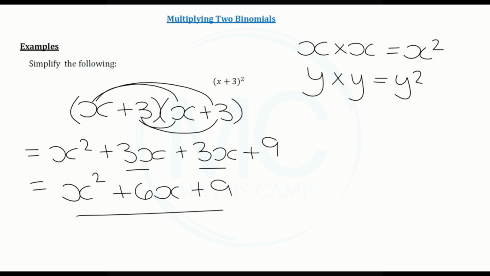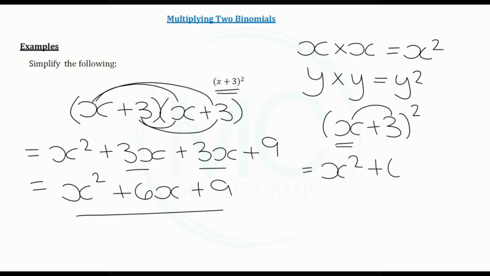Now there is a trick to tackling square brackets. I want to write this over here, x plus 3 squared. The trick is as follows. First, we square the first term, so we get x squared. Then we multiply the two terms together, and we get 3x. Then we double this answer, so that becomes 6x. And then we square our second term. 3 squared is positive 9. And you can see here that the answers are the same.